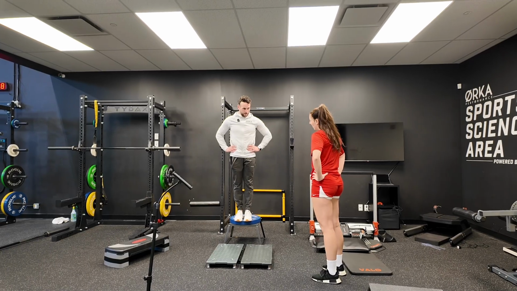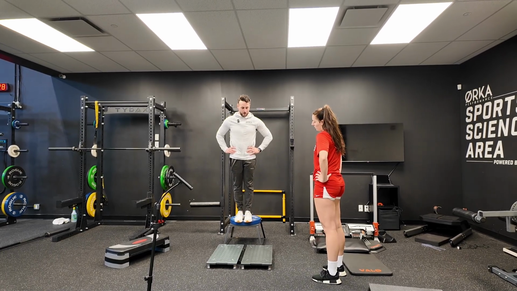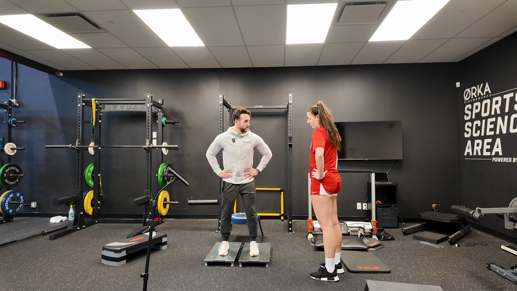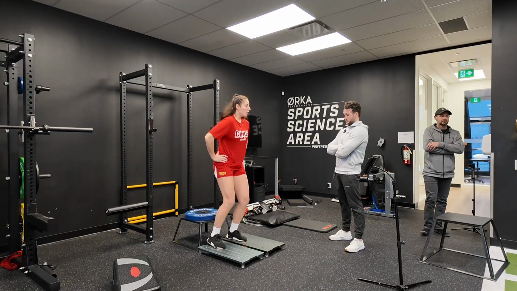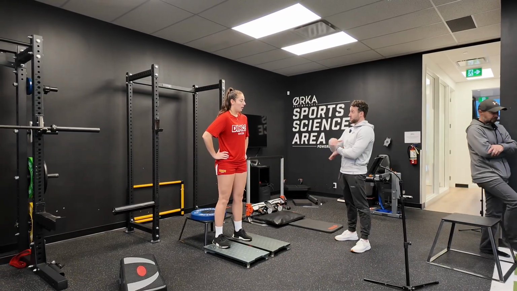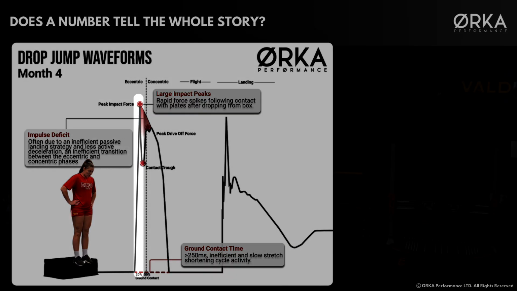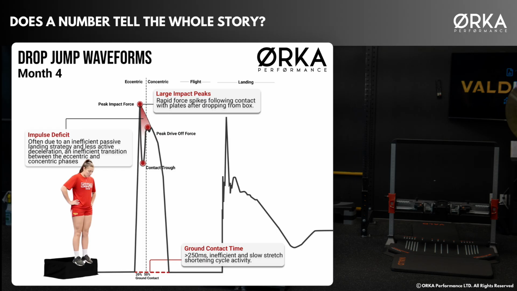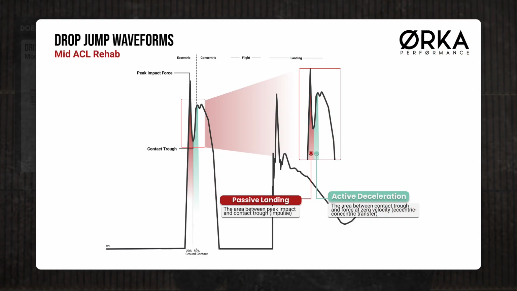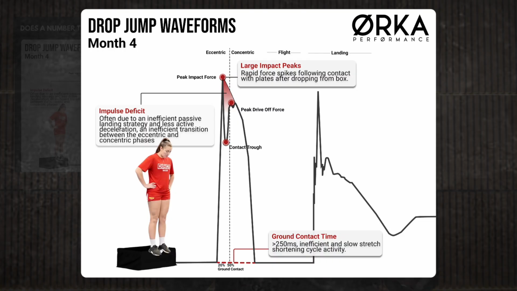Right? So what we want to see as we go through the process here is typically our initial drop jump in ACLs is around month 4 or 5 for our athletes. And the very first drop jump we see, we're typically going to see this big peak impact force in the first 20% of ground contact. So what that typically derives from is the athlete can't really balance passive and active deceleration. Right? So what we end up getting is this big impulse deficit. We have a passive landing strategy, not a lot of active deceleration.